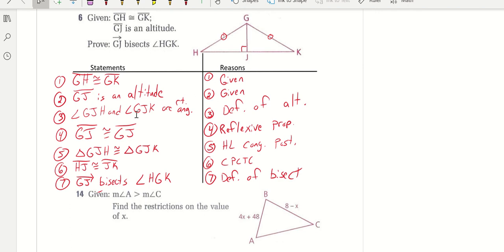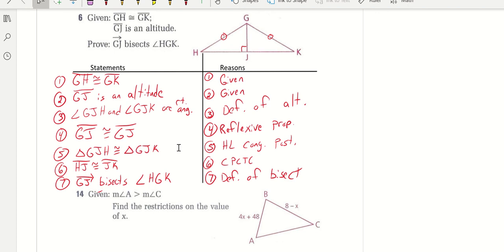Angle GJH and angle GJK are right angles. That's the definition of altitude. That is good enough to show that we have 2 right triangles. And then we can use the hypotenuse leg postulate. GJ is congruent to GJ. That's a reflexive property. And triangle GJH is congruent to triangle GJK.